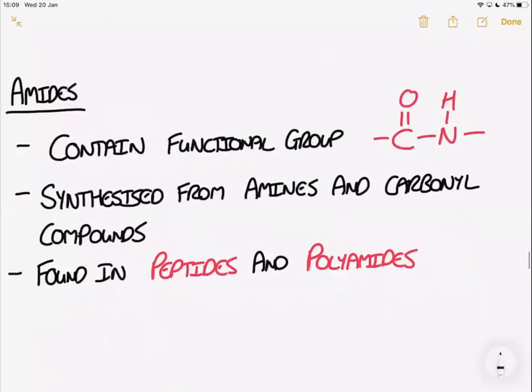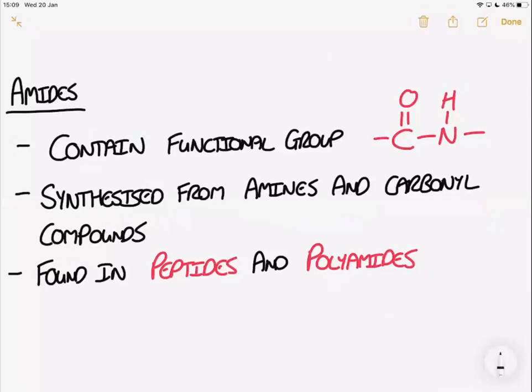So here are the facts about amides. You should have seen these already if you've studied acylation, but it's worth reminding you. To spot an amide, you look for a carbonyl group, C double bond O, adjacent to a nitrogen-hydrogen. That is what an amide is, the whole thing that's there, CONH, okay? All amides contain that.